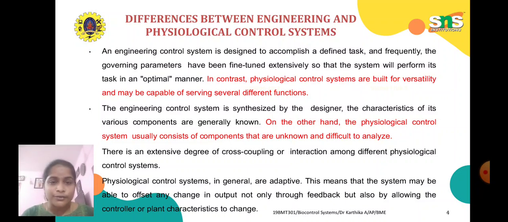The engineering control system is synthesized by the designer. The characteristics of its various components are generally known parameters. On the other hand, the physiological control system usually consists of components that are unknown and difficult to analyze. There is an extensive degree of cross-coupling or interaction among different physiological control systems. The physiological control systems in general are adaptive. This means that the system may be able to offset any change in output not only through feedback but also by allowing the controller or plant characteristics to change.